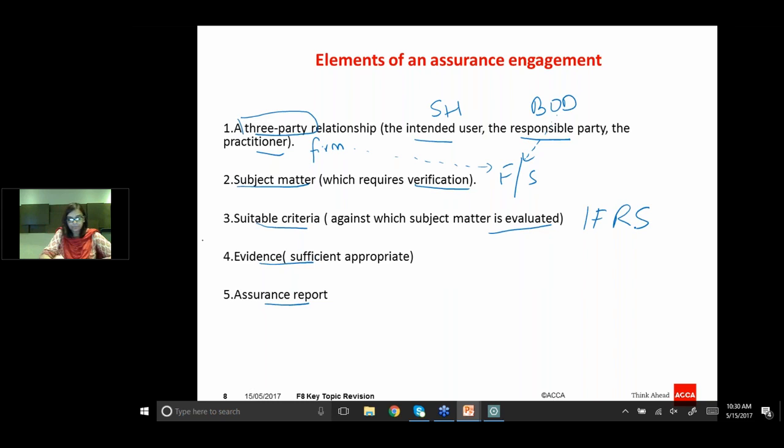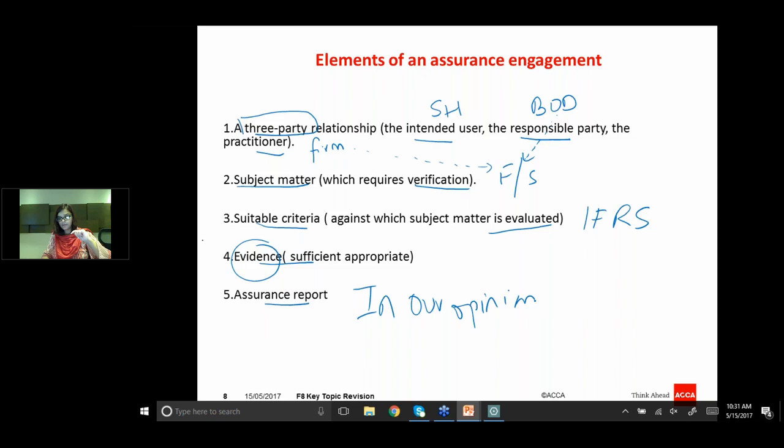Auditors have to gather sufficient appropriate evidence. At the end of the audit, if you're saying that these financial statements do not give a true and fair view, then you need to have appropriate evidence to actually support this conclusion. And you give an assurance report. Because this is a reasonable assurance engagement, you will always start off with, in our opinion. Because like we studied, this is a reasonable assurance engagement.